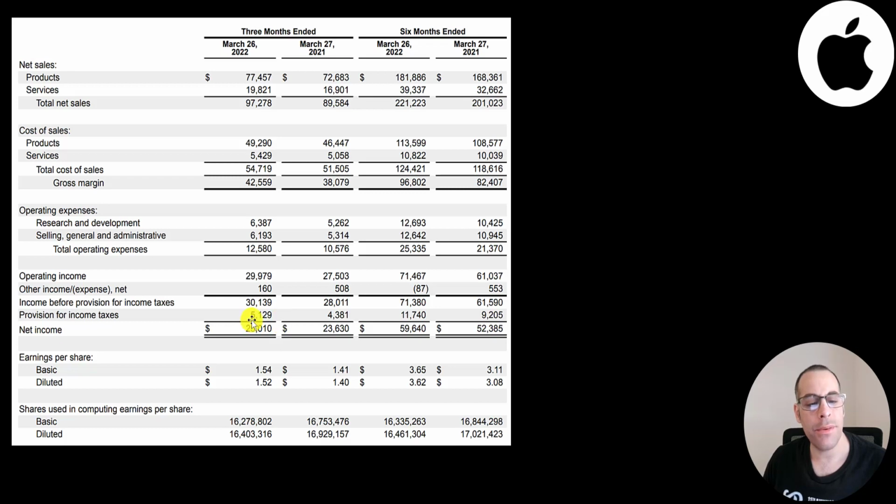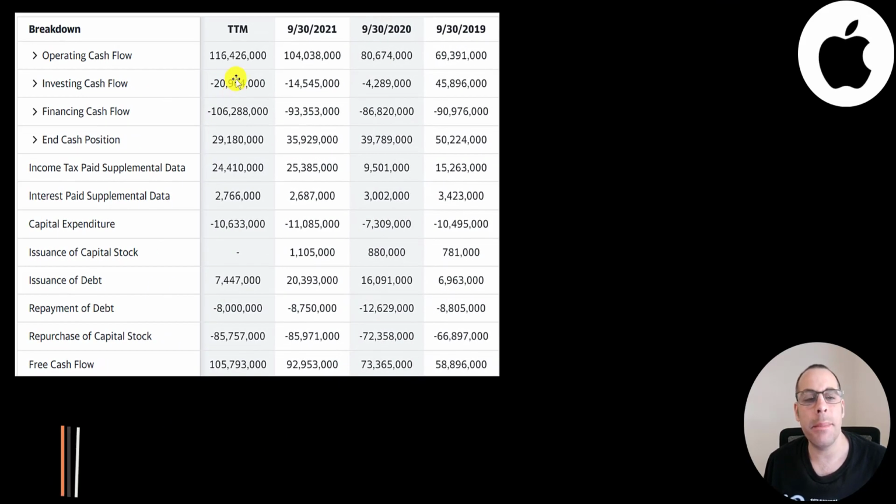Net income of 25 billion. So their earnings per share are up from $1.41 in the first quarter of 2021 compared to $1.54 in the first quarter of 2022. Not only did their net income increase, their shares outstanding decreased. Their shares outstanding in 2021 was 16.8 billion. Now it's 16.3 billion.